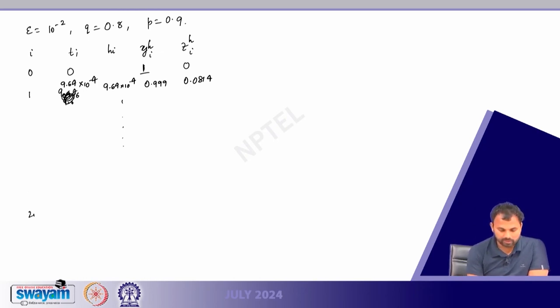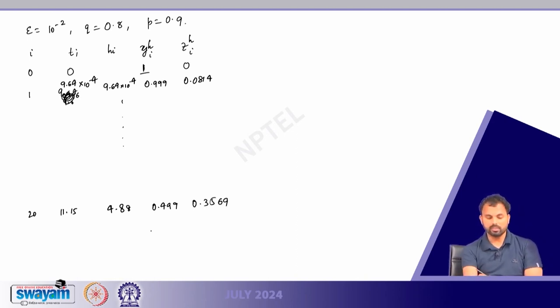Our h will become 11.15. Similarly, ti will become this, hi will become 4.88, then y hi will become 0.499 and this one will become 0.3569. So likewise we can compute the values using this backward difference scheme, and we can generate the approximate value at these different time points, right.